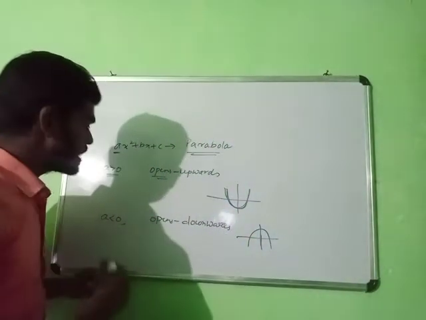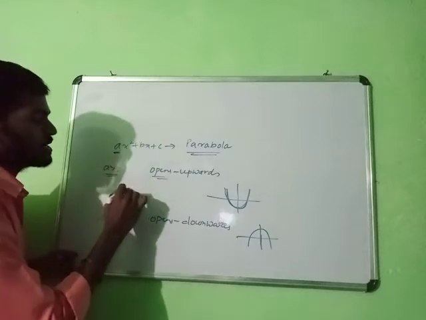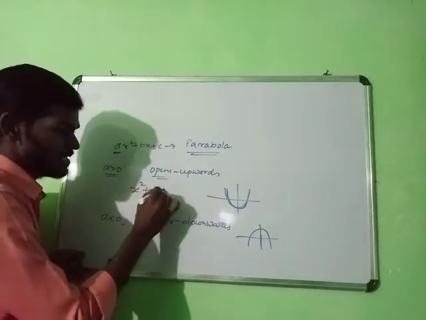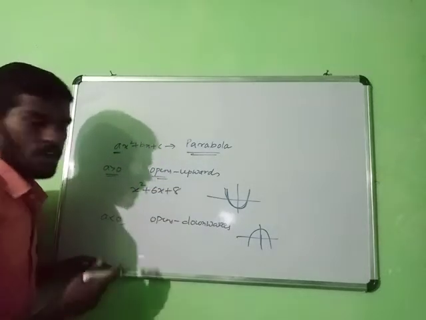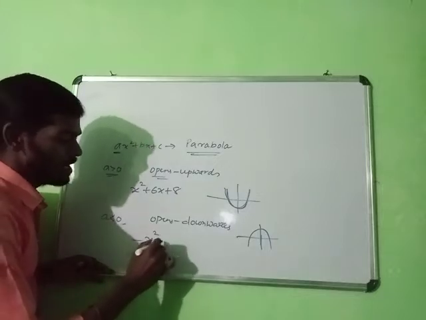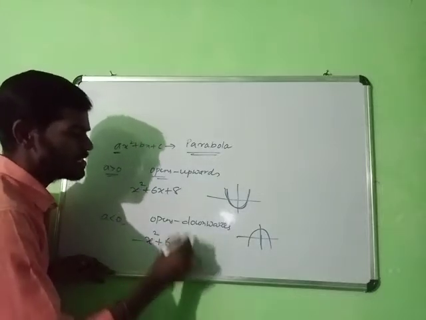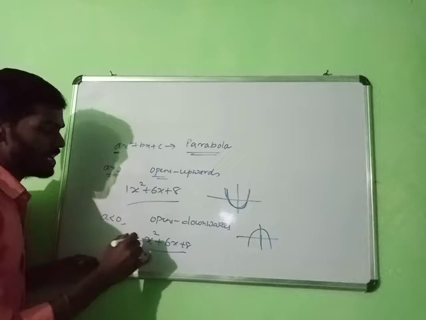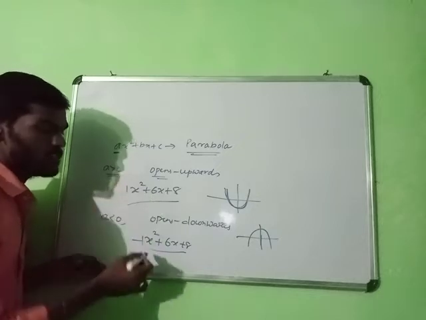Now, for a greater than 0, what does it mean? Plus. For example, take x square plus 6x plus 8. Now, minus means less than, so what will come? Minus x square plus 6x plus 8. Same question, but here 1 is there, here minus 1 is there. If this is greater than 0, this is less than 0.